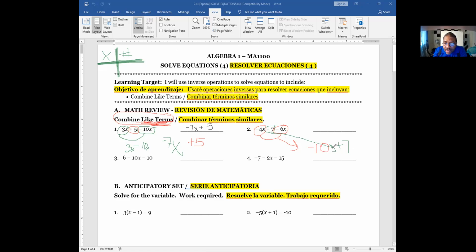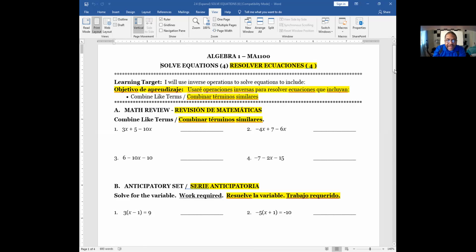And since those numbers are part of the variable family, we're going to end up with negative 10x plus 7. So let me just type that in, all right? Negative 10x plus 7. So that's how we combine the like terms, okay? So now we can move on. I'm going to clear these. These are similar, so you can do the same thing.